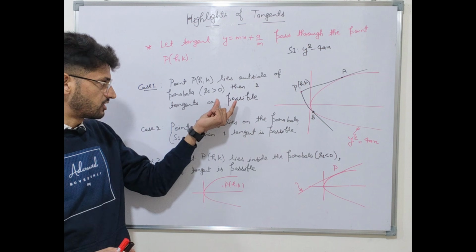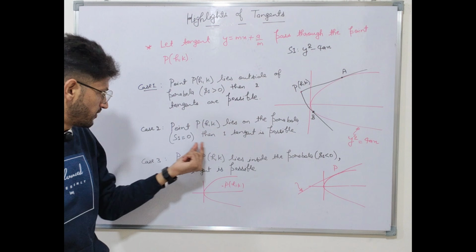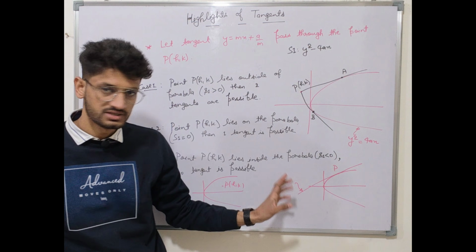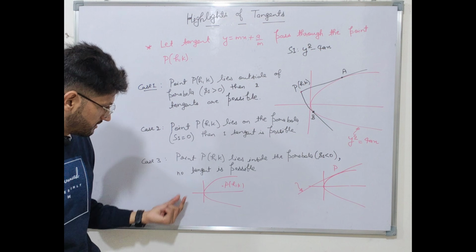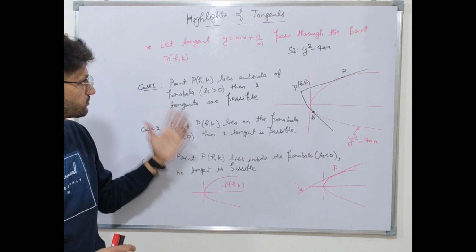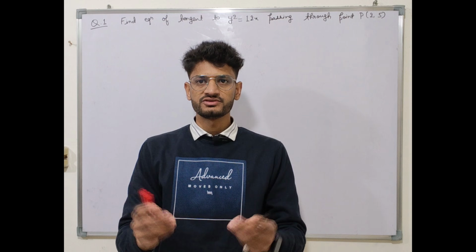If point P lies outside the parabola, as we can see here, two possible tangents can be drawn. If point P lies on the parabola, as we can see here, only a single tangent can be drawn. And if point P lies inside the parabola, there will be no possible tangent at all. So we will use these results in solving the questions. Let's start with the questions practice.